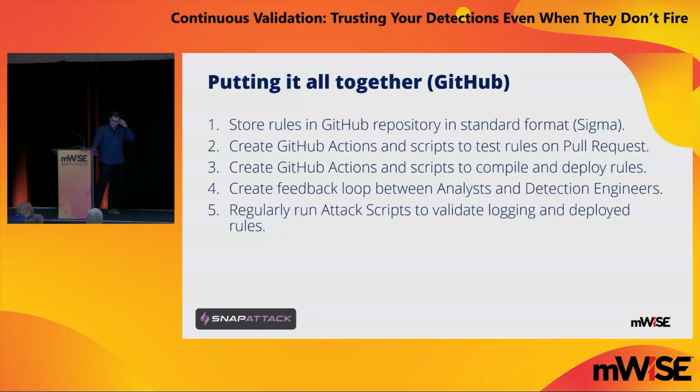So if we put this all together, this is somewhat oversimplified, but if you're using GitHub or some Git repo, you store the rules in that Git repo in a standard format, so Sigma and whatnot. Next, you would create GitHub actions and scripts to test the rules on pull requests. Then you'd create the GitHub actions and scripts to compile and deploy, and then you'd regularly run attack scripts and validate and get the analyst feedback. So this is that whole process, very simply put into 5 steps.